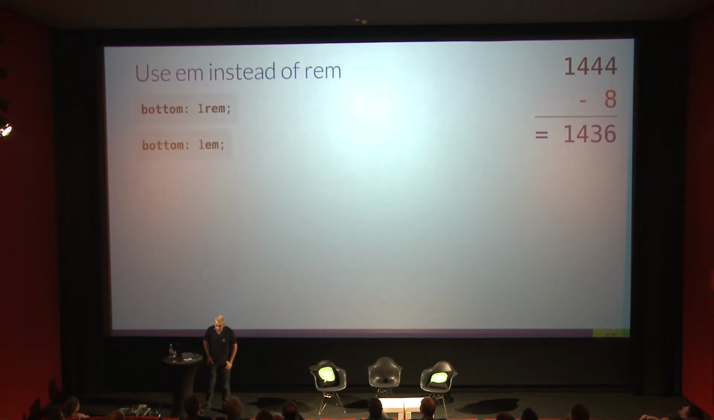In this special case, I can use EM instead of REM. rem is the font size on the root element, and em is the font size of the element. But since I did not change any font size from the root to any element, one em is the same as one rem, so I can save 8 bytes.